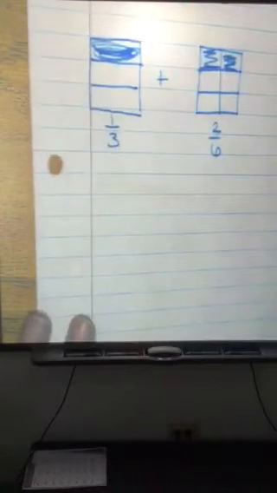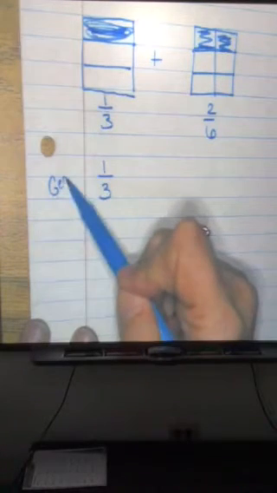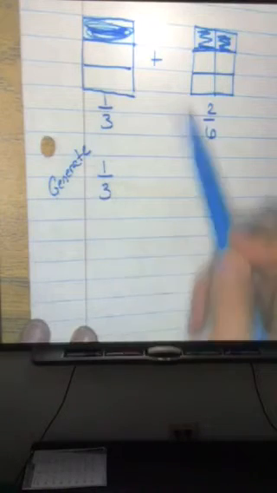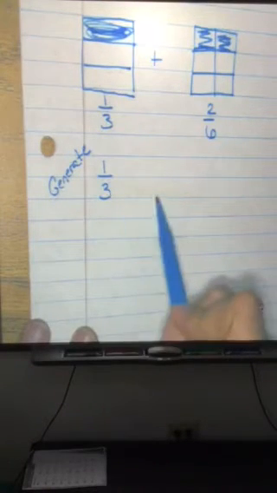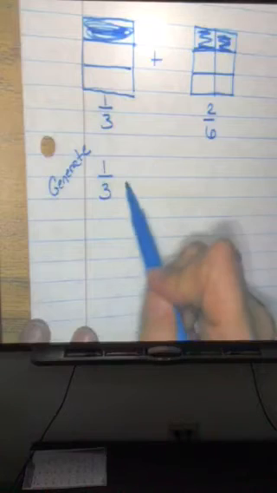So, now I'm going to think, how can I change thirds to 6 or 6 to thirds? And I'm going to choose to do the generate method. I'm going to change thirds to an equivalent fraction in 6. So I asked myself, how can I change 3 into a 6?